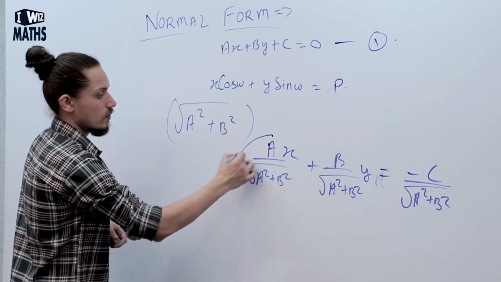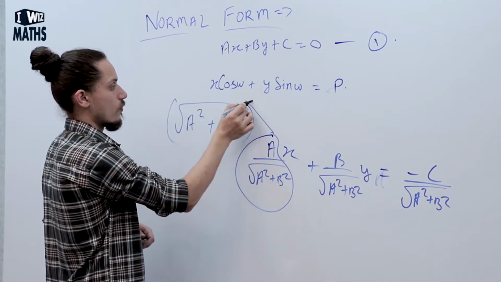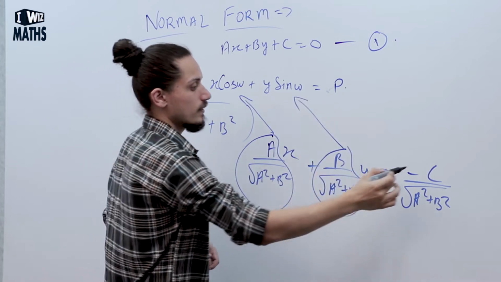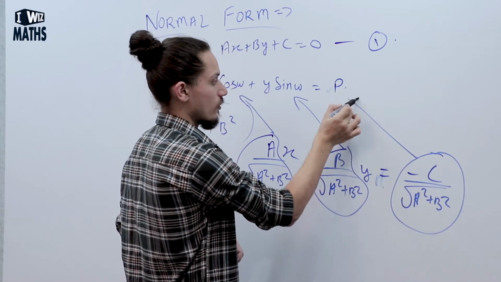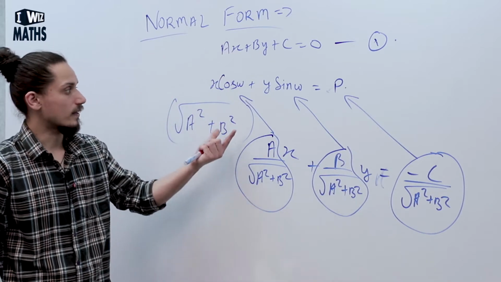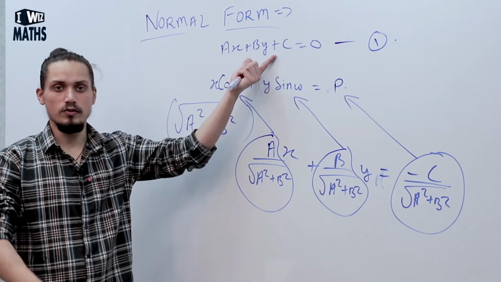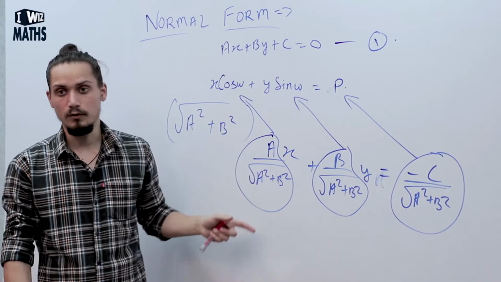Now this quantity will give us the value of cos omega, this quantity will give us the value of sin omega, and this quantity will give us the value of p. Now this is the method of acquiring the normal form of any general form of equation of line. Let's take an example to further understand it.